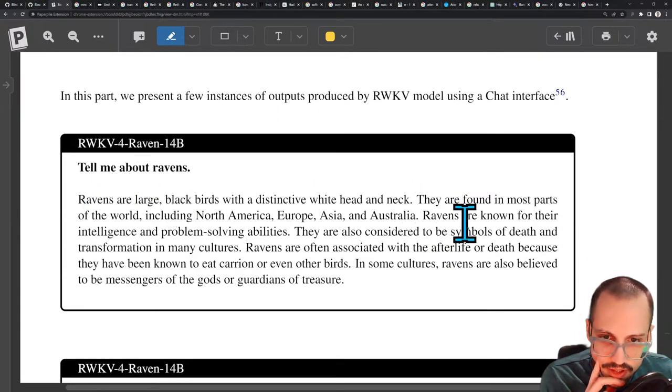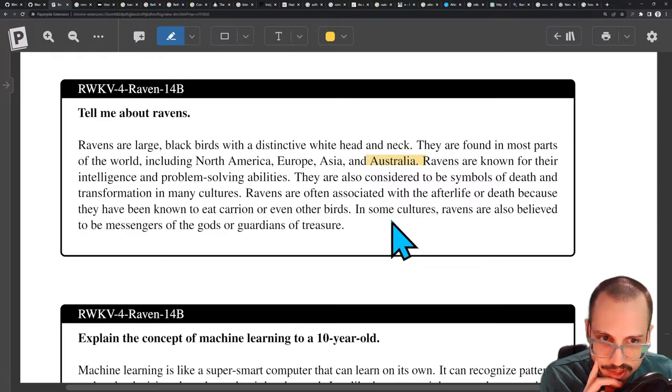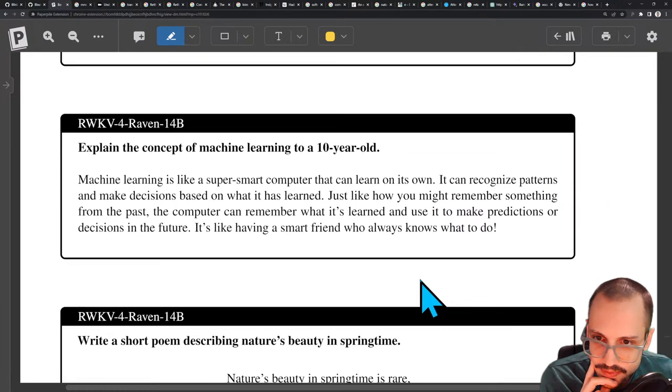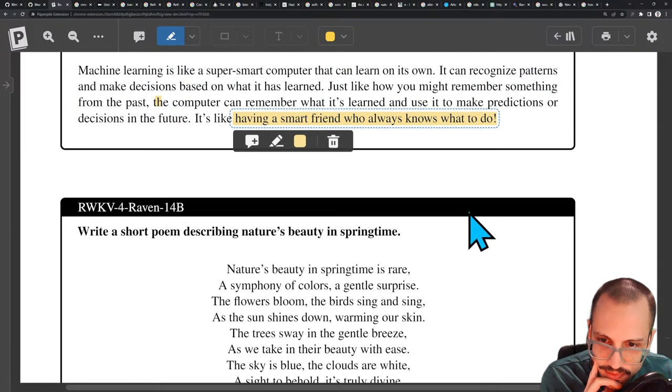Tell me about ravens. There's ravens in Australia? That's badass. They're pretty much everywhere. It's like having a smart friend who always knows what to do.